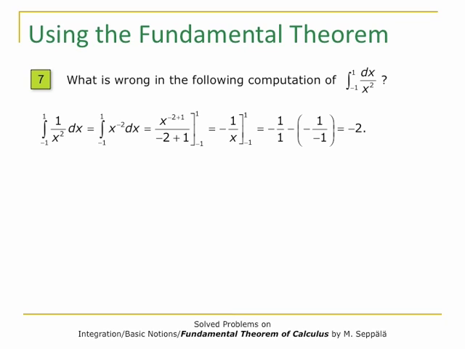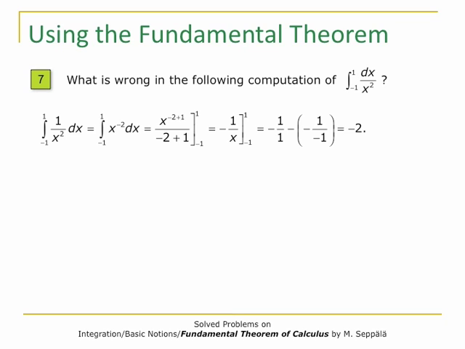The function 1 over x squared always takes positive values. Therefore, one would expect that the integral from negative 1 to 1 of dx divided by x squared would be the area of a domain, hence it would be positive.